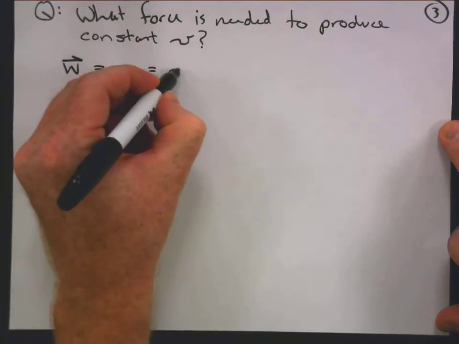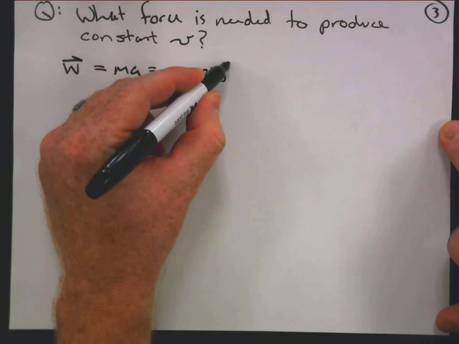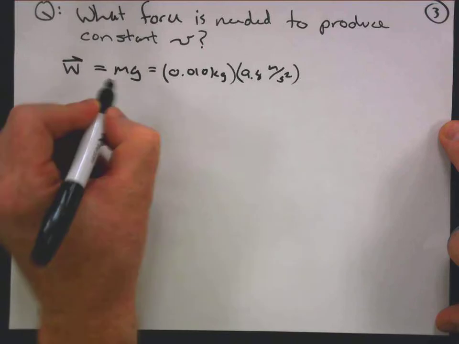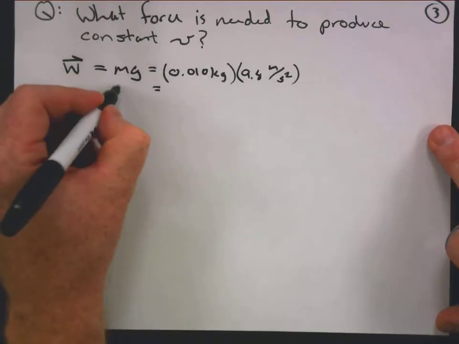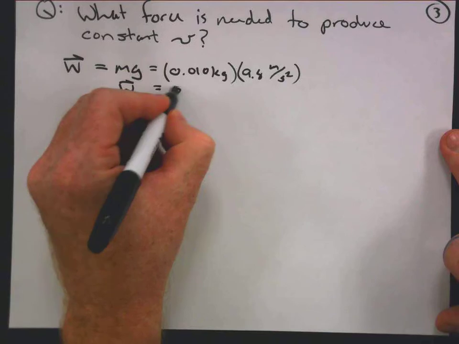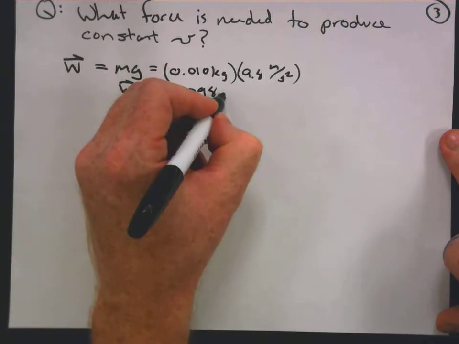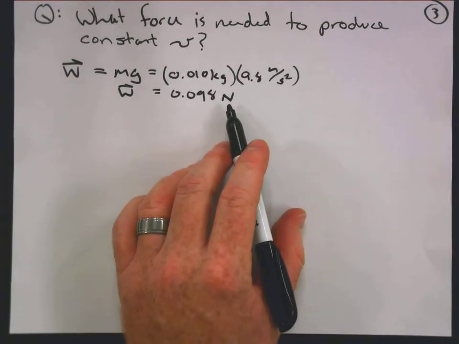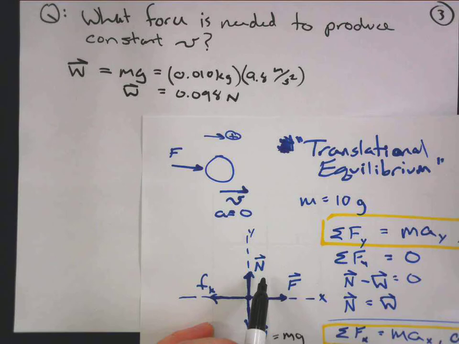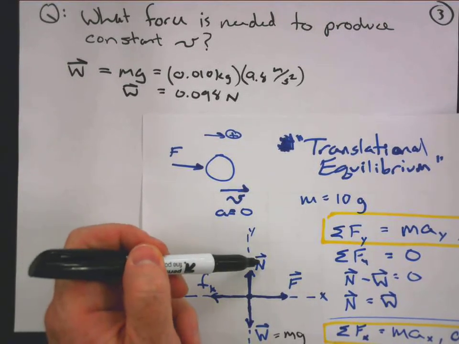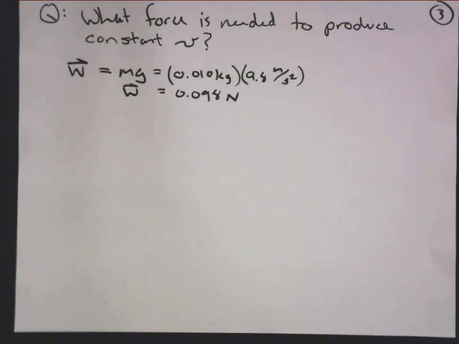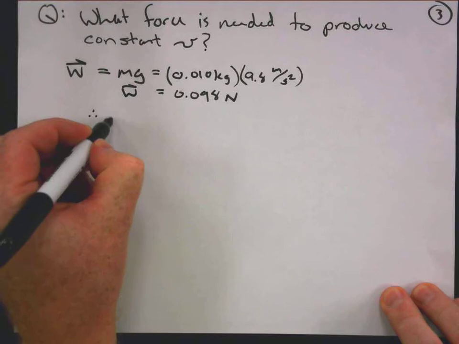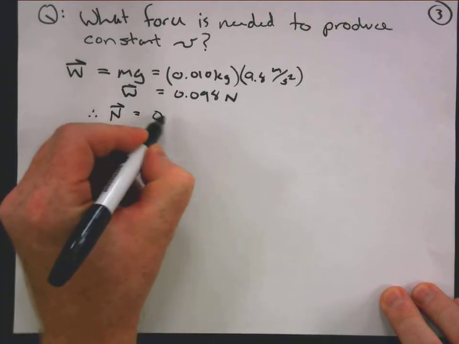So I have a mass of 0.010 kilograms. I converted from grams to kilograms, and g is 9.8 meters per second squared. So my weight is 0.098 newtons. Right away, notation: I have an N for newtons, and I have an N for normal force. If it's a normal force, I will always have that arrow across the top of it. Because I know the weight, I know the normal force is the same.